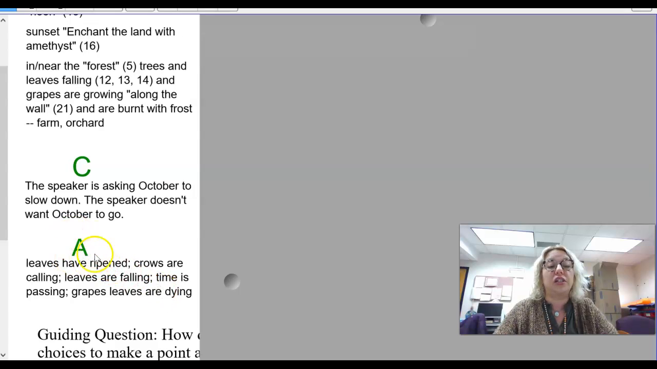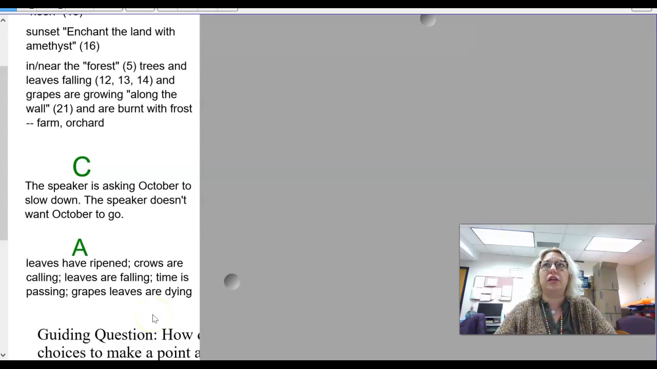A is action. What has happened so far? Well, the leaves have ripened, an interesting word choice there, right? Because we usually talk about fruit ripening. In this case, the leaves are turning color because they're actually getting ready to die. So the word choice of ripened is an interesting one. Crows are calling, leaves are falling, time is passing, the grape leaves are dying. These are all the different actions that are referenced.